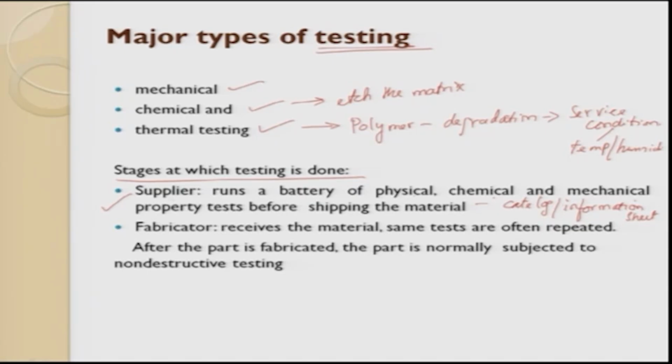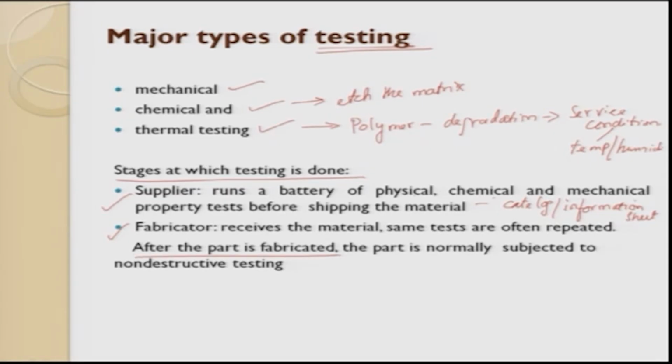So the supplier gives only raw material. The fabricator tries to add ingredients and produce the part. Then the fabricator also runs similar tests after fabricating a component, so that he can make sure that when it is given to the customer, it works to his satisfaction.